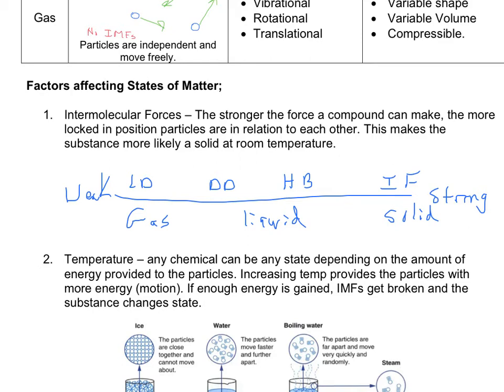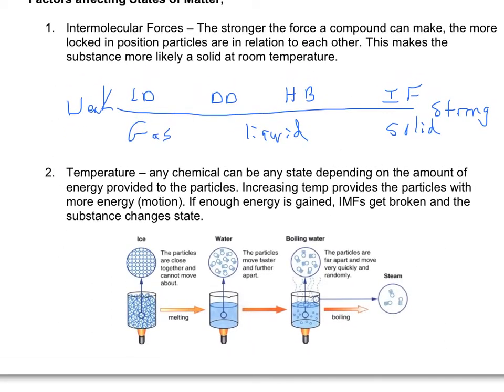However, if you change the temperature of the compound, you can make it any state, depending on how much energy you provide to the particles. By increasing the temperature, you provide the particles with more kinetic energy, or more motion. If enough energy is gained, the intermolecular forces get broken and the substance changes state. For example, taking ice and changing it into steam.